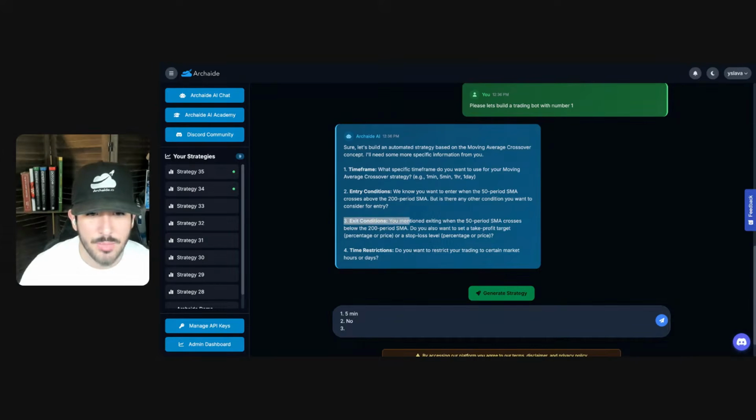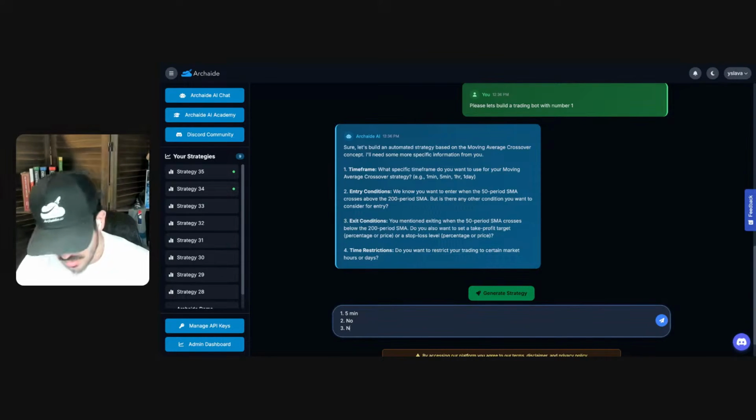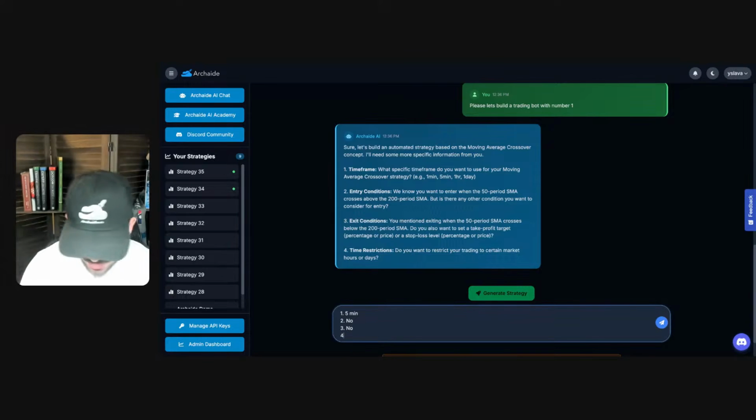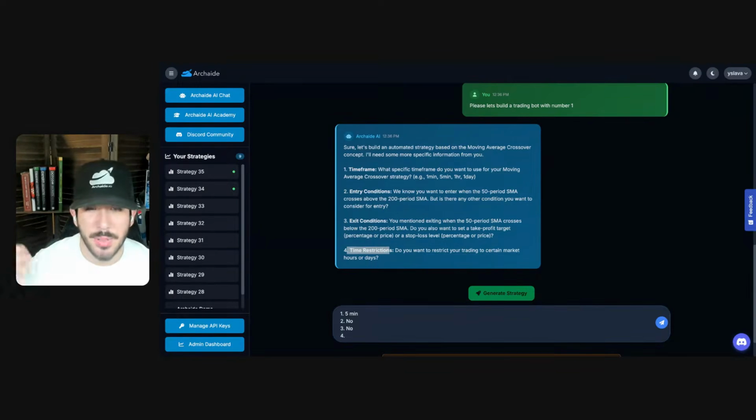So, exit conditions, number three. You mentioned exiting when the 50-period SMA crosses below the 200-period SMA. Do you want to set a take profit target, percentage of price, or stop loss? Again, if you want to see that in a future video, feel free to let me know. But for right now, we're going to keep things incredibly simple. And we're going to see the results of this, be able to back test and edit our strategy later on really easily. So we'll just keep things simple for right now.